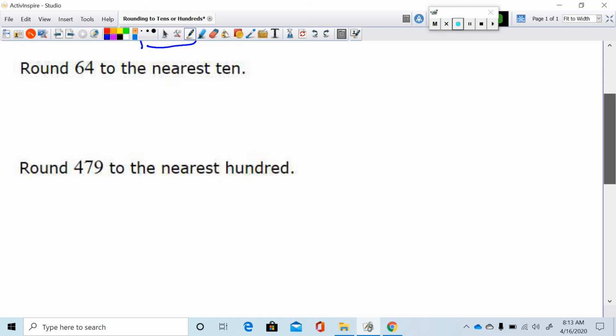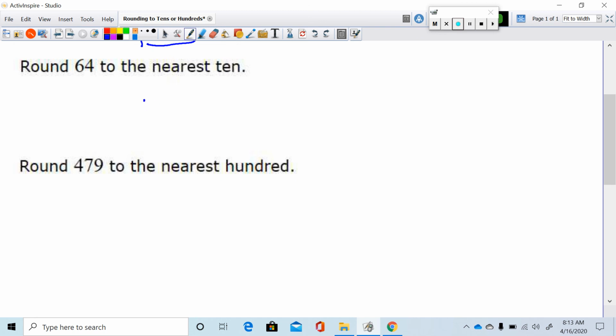Okay, so again, if we're looking at 64 to the nearest 10, a 10 has one 0, so we're looking at the 4. We're trying to decide about the number directly to the left of that. We're trying to decide about the 6. So since 4 is smaller than 5, we're going to leave the 6 alone. The underlined numbers, you change to 0. So the answer is 60.